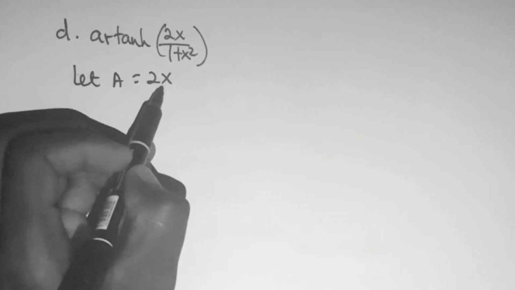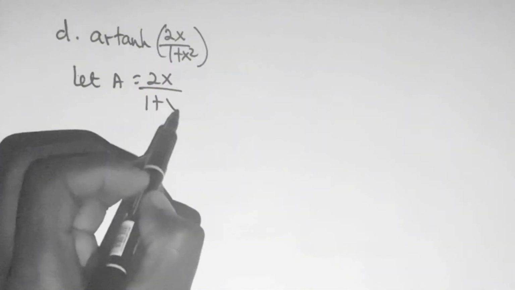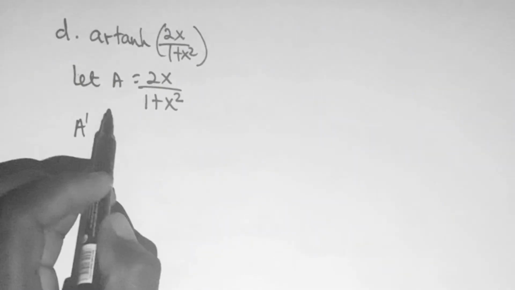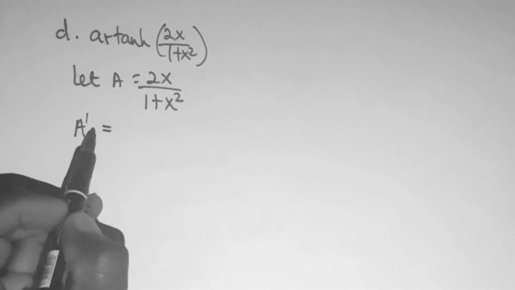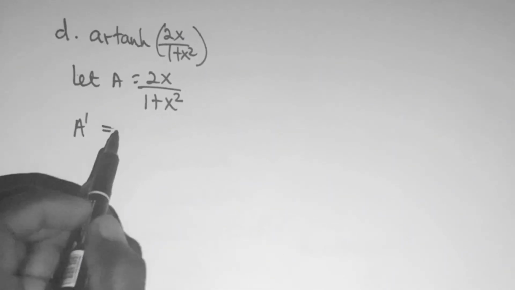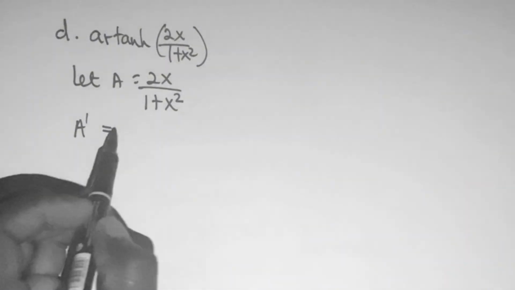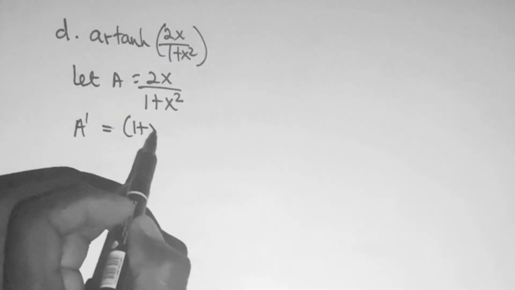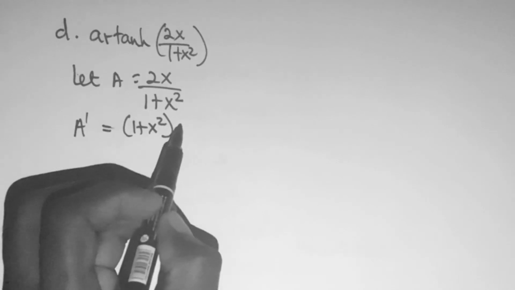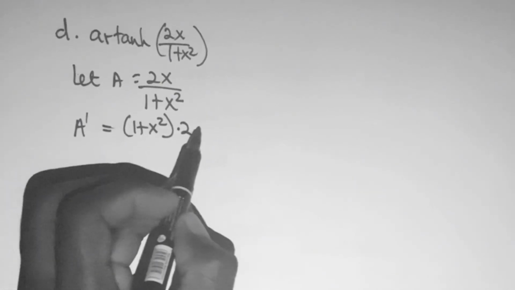So the d part is artanh of 2x over 1 plus x squared. So let's let a be equal to 2x over 1 plus x squared. So let's first look for a prime. For a prime, we will need to use the quotient rule in this case. So maintain the denominator, which is 1 plus x squared. Differentiate the numerator. If you differentiate 2x, you get 2, so times 2.